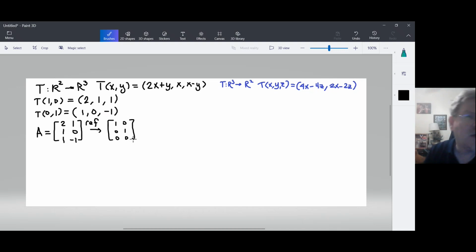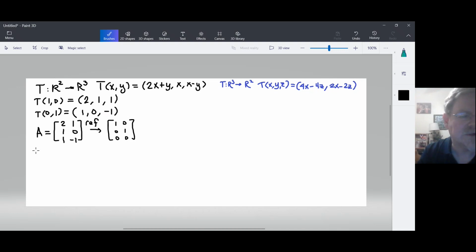Now thinking about how we get a basis for the column space, we look for the leading ones. We have two leading ones, one in each column. It worked out rather nicely there. So the two columns of A are the basis for the column space, and that's also the basis for the range of this transformation. It sits in R3, but it isn't all of R3.